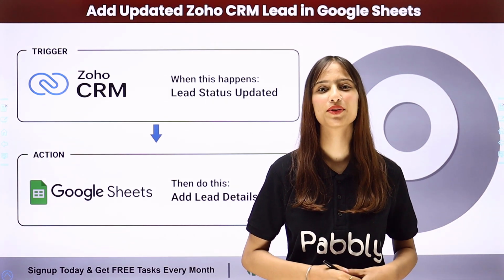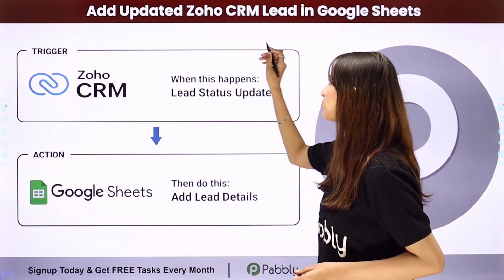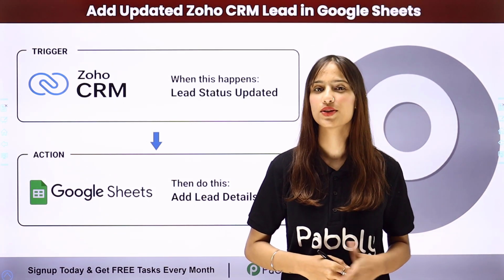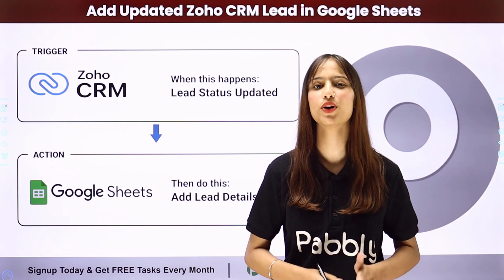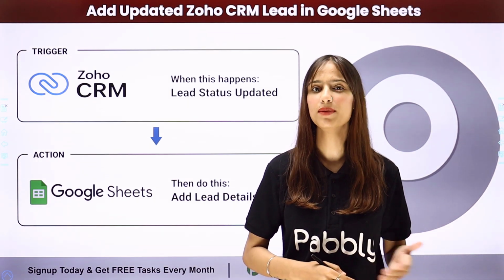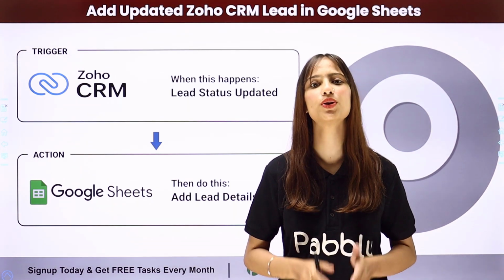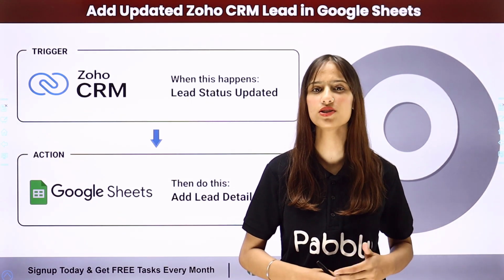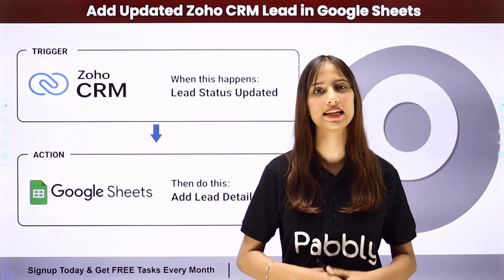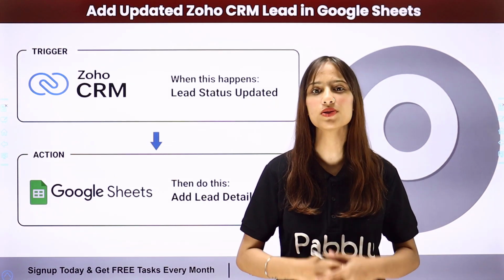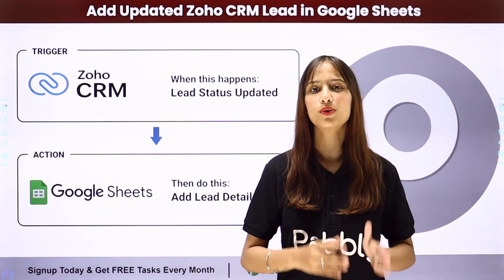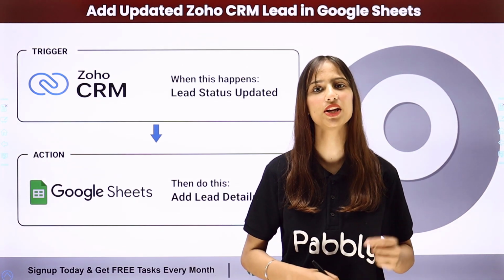So in today's video, we are going to understand how to add updated Zoho CRM leads in Google Sheets. Let's suppose that I'm using Zoho CRM as a CRM platform to record the details of my leads. My objective is that whenever I update the lead status in Zoho CRM, the lead details should automatically be added in my Google Sheets. I'm only adding those lead details whose status is updated to pre-qualified.